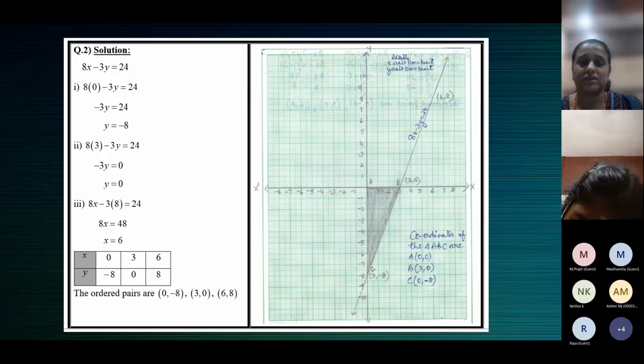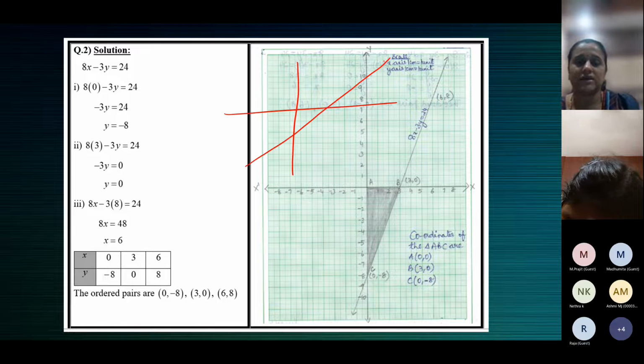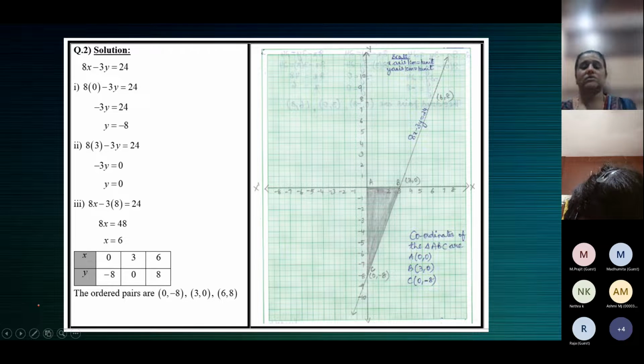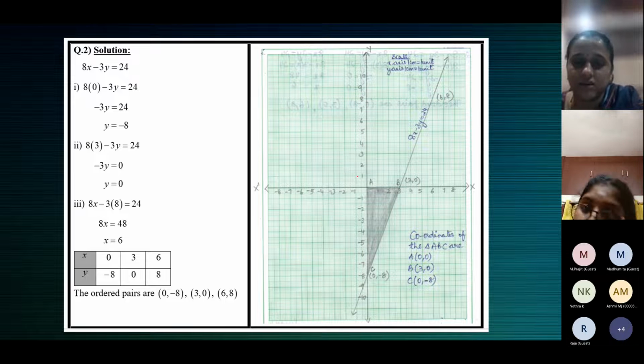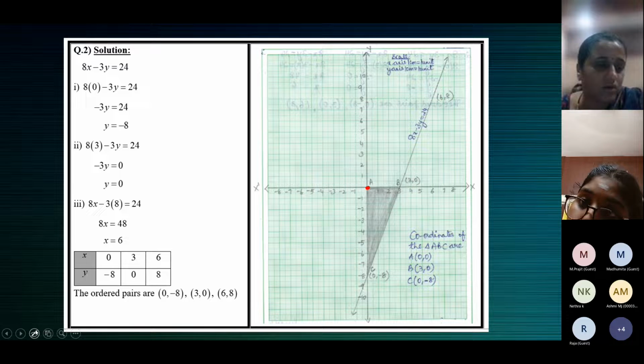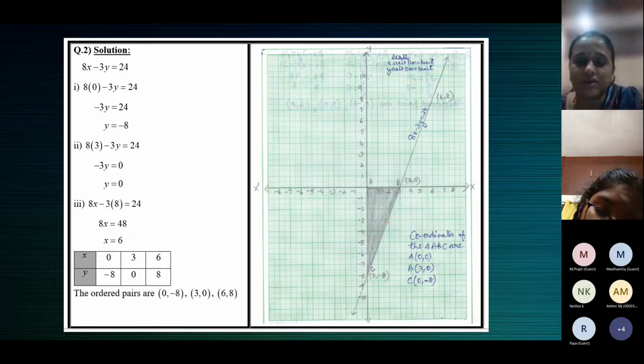So bounded by the 3 lines, y-axis, x-axis, the line. So you can see here, this is the triangle formed. Now we have to write the vertices, the coordinates of the vertices of the triangle. So 0, 0. You can give any name to the triangle. I've called it ABC. You can call it PQR, MNO, whatever.